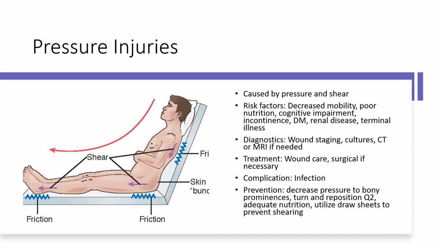Prevention: we want to decrease pressure to those bony prominences. So we want to turn and reposition every 2 hours. You can use pillows. Adequate nutrition, remember that protein. Utilize draw sheets, which help prevent shearing, but also try not to have a million sheets and blankets underneath your patient, because that also increases the risk: all these sheets can actually increase pressure and shearing. So just try to have one draw sheet underneath the patient, so you can use that to pull them up and down rather than dragging them on the bed.